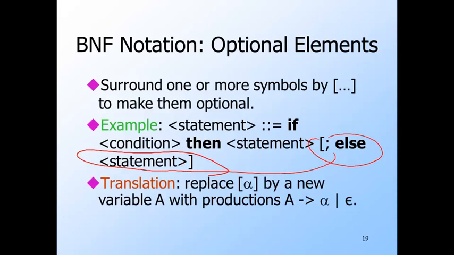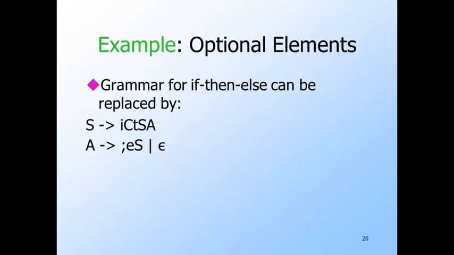We can replace an optional alpha by a new variable A. This variable has two productions, one with a body alpha and the other with the empty string for a body. Thus, the alpha can be either there or not when we expand the new variable A.